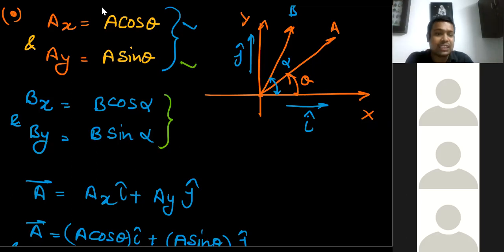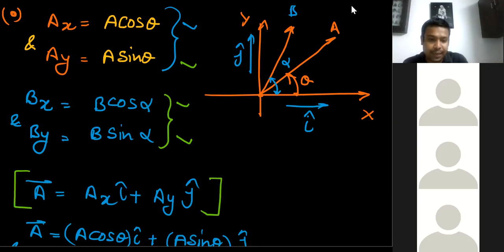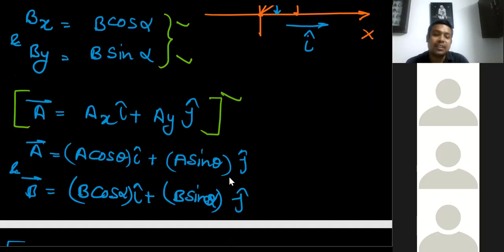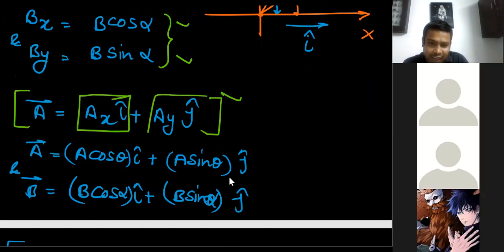Similarly for vector B, if vector B makes an angle alpha from the x-axis, then Bx is B cos alpha and By is B sin alpha. Bx is the x component of vector B, and By is the y component of vector B. Now this complete vector is written in the form of i cap and j cap. So we write Ax i cap plus Ay j cap, because this is the x component and this is the y component.